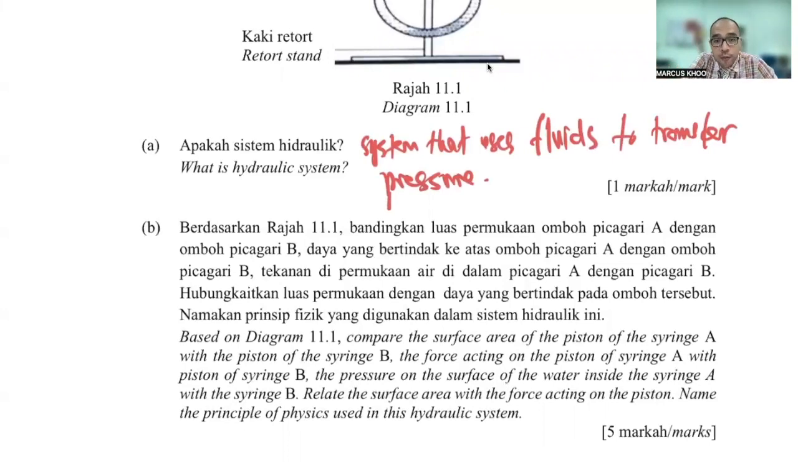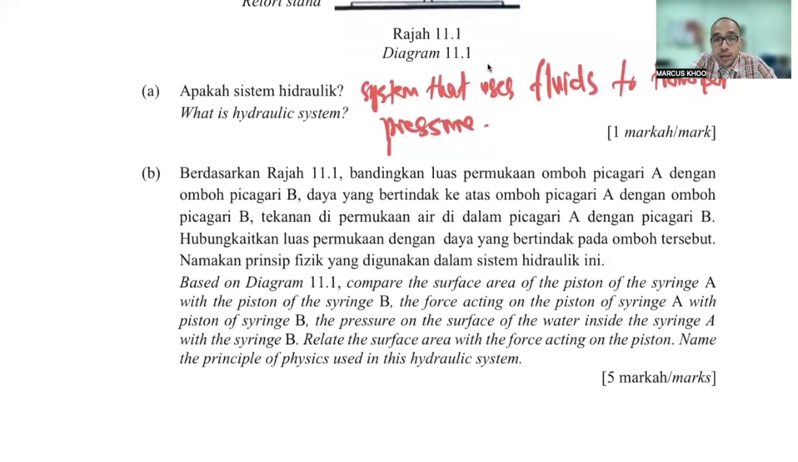Now, based on diagram 11.1, compare the surface area of the piston of syringe A and syringe B. This is number 1. Number 2, the force acting on the piston. Number 3, the pressure. And then the 4th is to relate the surface area with the force. And then the 5th is the name of the physics principle. Obviously, the physics principle will be Pascal's principle.